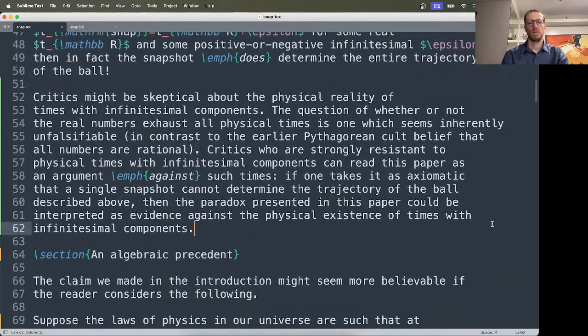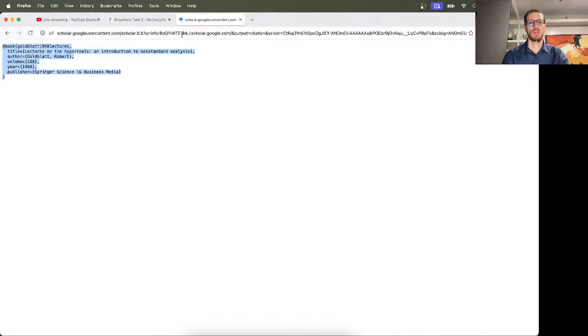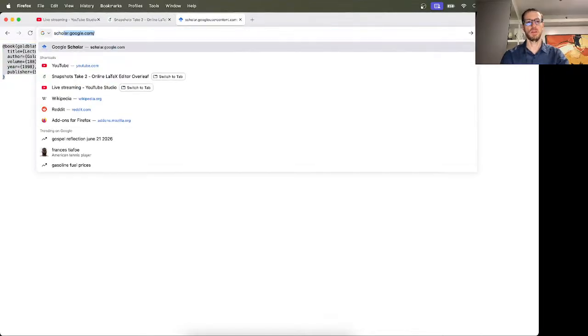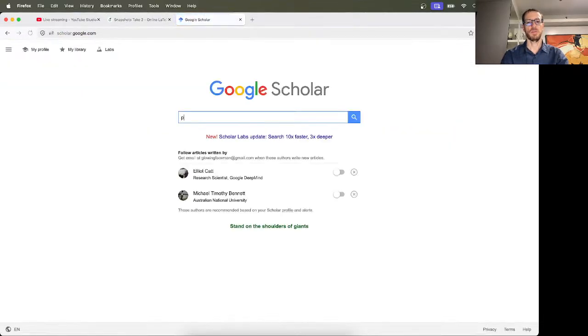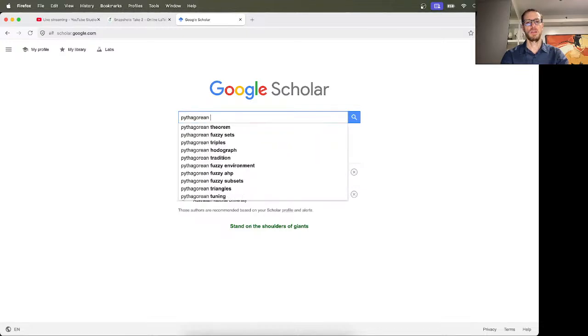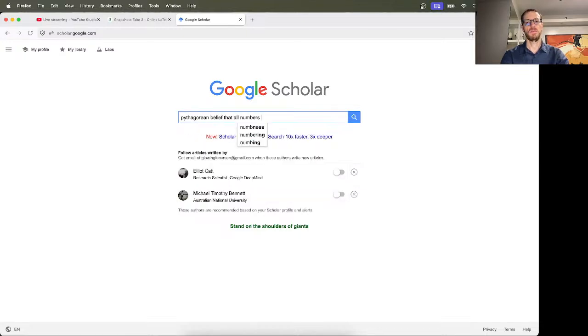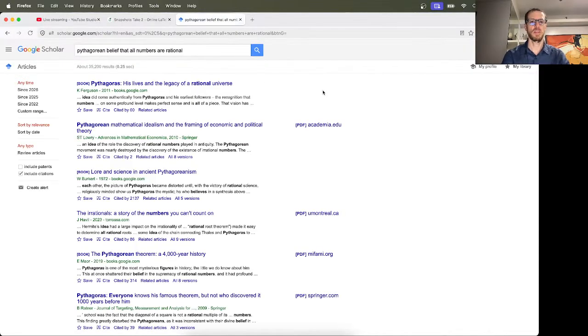Okay. The bibliography still only has 3 references. We could fluff it up perhaps by looking for a reference about Pythagorean belief that all numbers are rational. Who do you cite for that folktale?